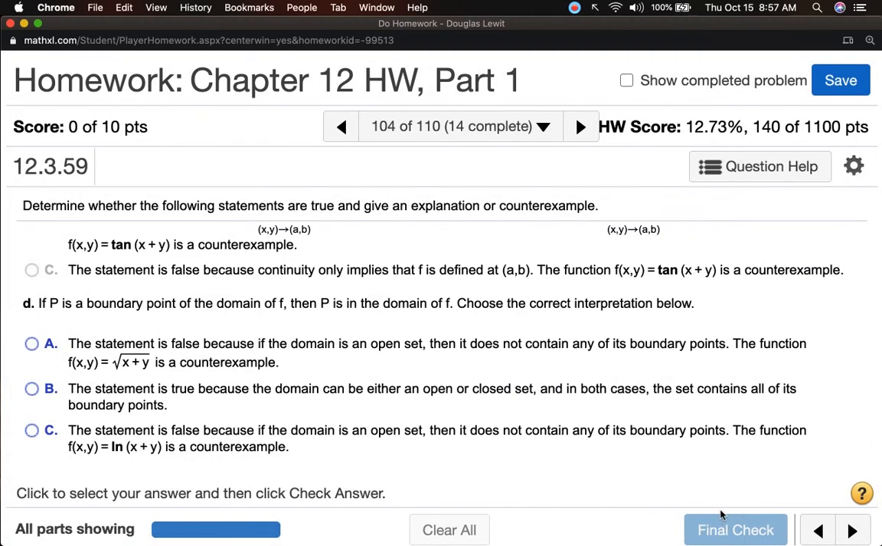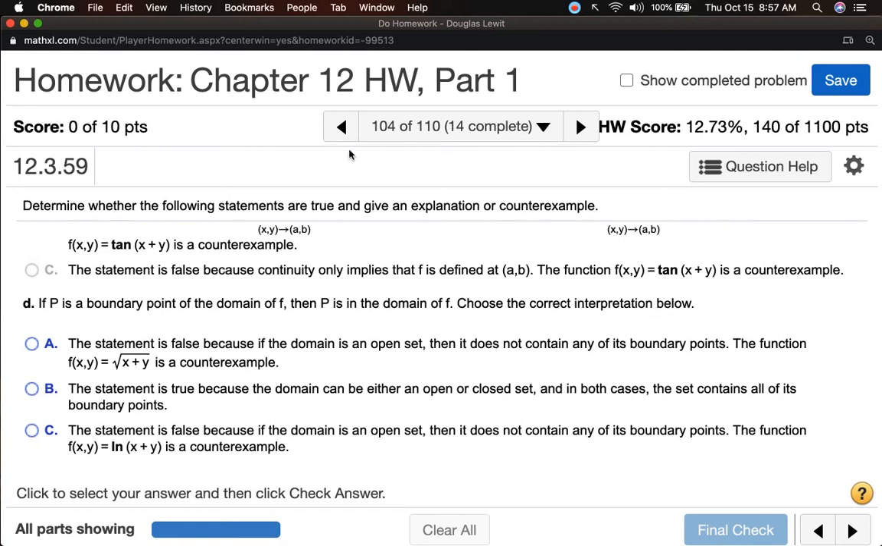And there's a part D. If P is a boundary point of the domain of f, then P is in the domain of f, and that is not necessarily true. Choose the correct interpretation below. I can give you one really good example.